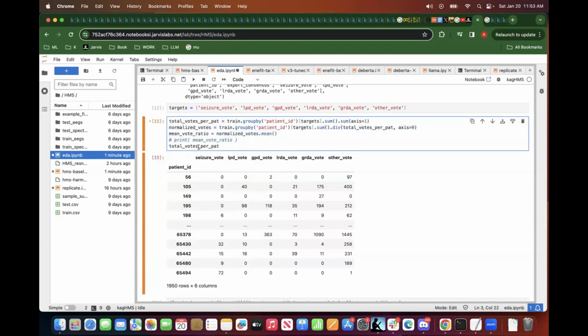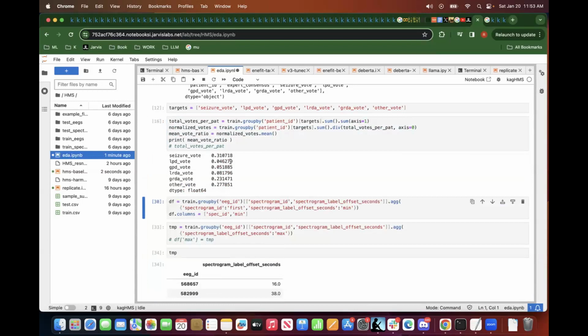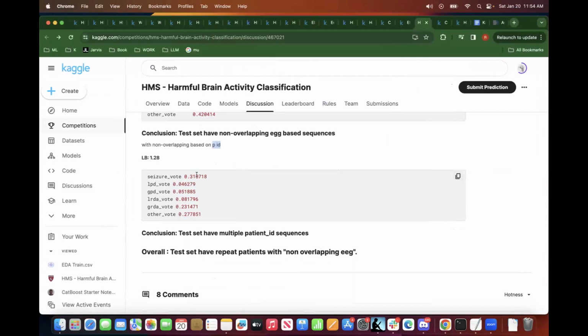Let's kind of go back. Where was it? All right. Okay. So these are the values. If you look at this, this is 0.31 and this ends with like 0.27. If you jump back here, yeah. So that's what you see with this patient ID. This 0.31 and 0.27. So this is non-overlapping based on patient ID.